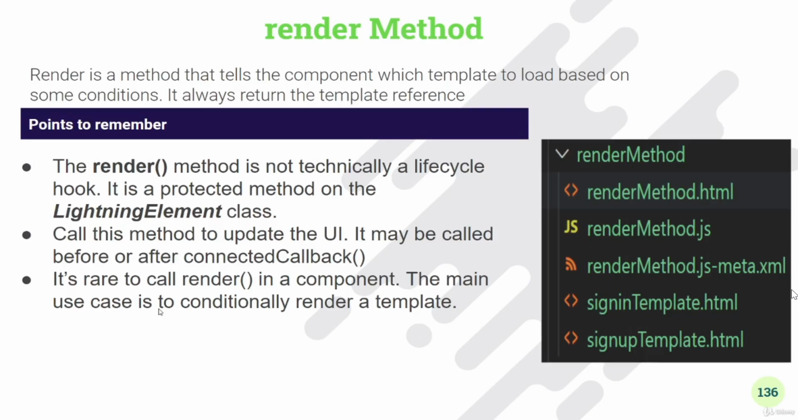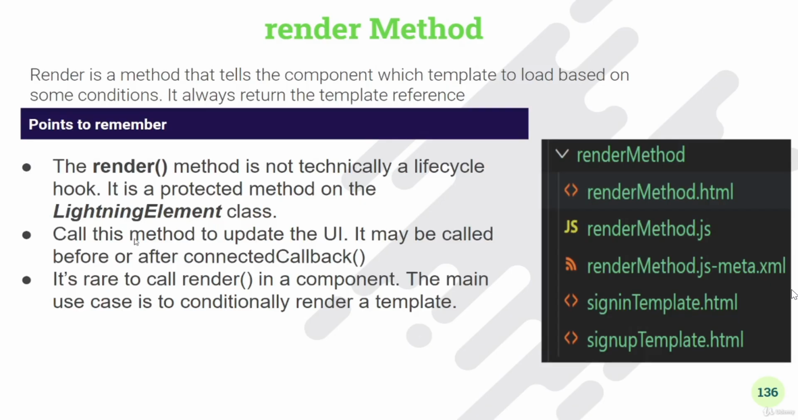The key point to remember here is that the render method is not technically a lifecycle hook. That's why I bring this topic up separately, and it is a protected method on the LightningElement class. The second point to remember is that you call this method to update the UI. It may be called before or after the connectedCallback. The third point is that it is rare to call render in a component. The main use case is to conditionally render a template.